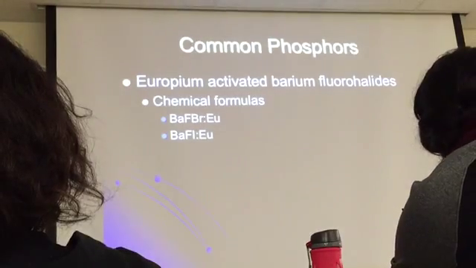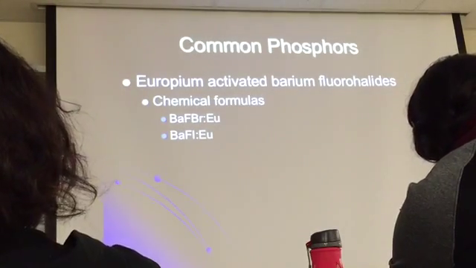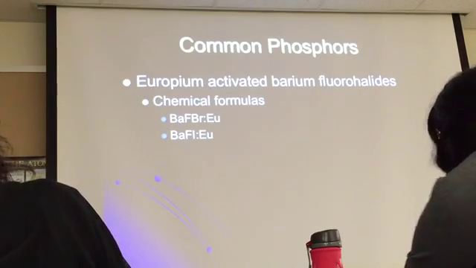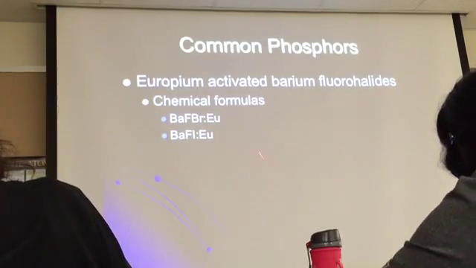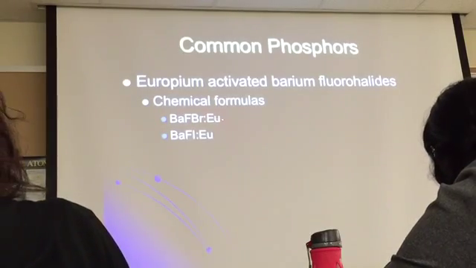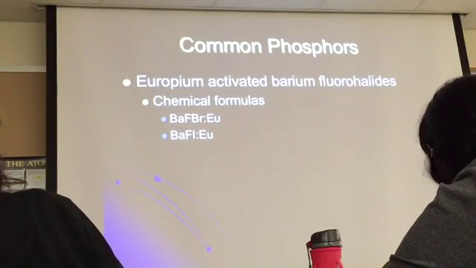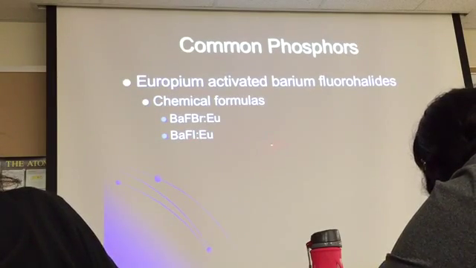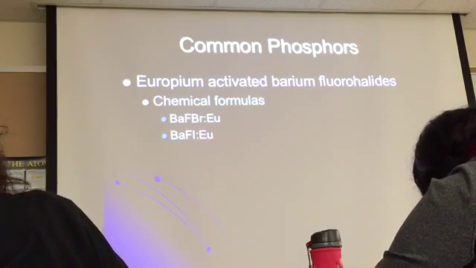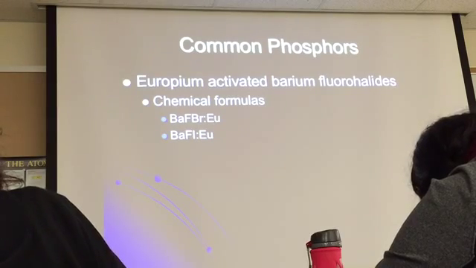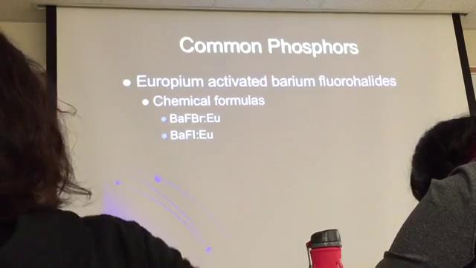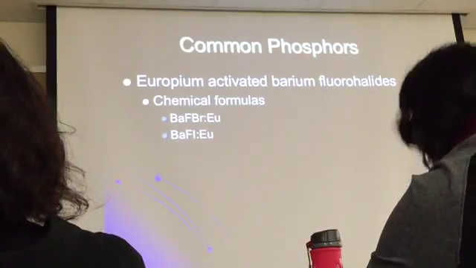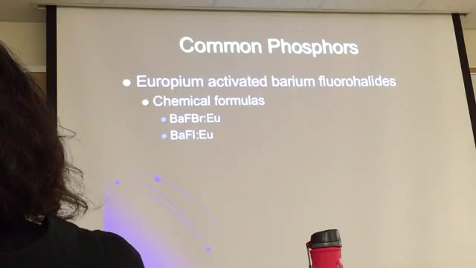The phosphors that are commonly used in CR systems are barium fluorobromide, europium activated, and barium fluoroiodide, europium activated. This is what these two dots mean, and this is what europium is there for. Okay, as you can see, let's go back and take a look.